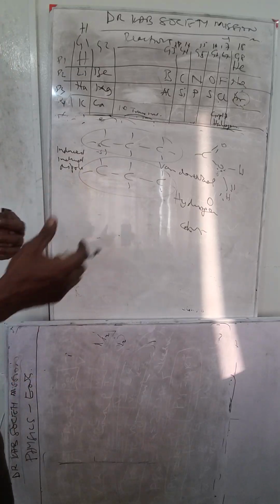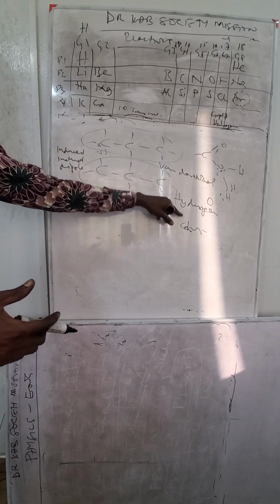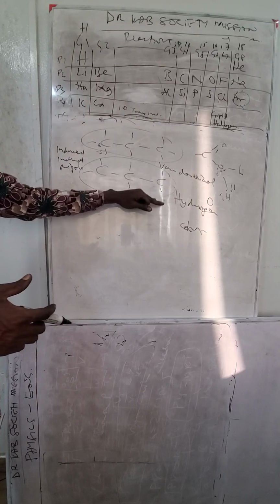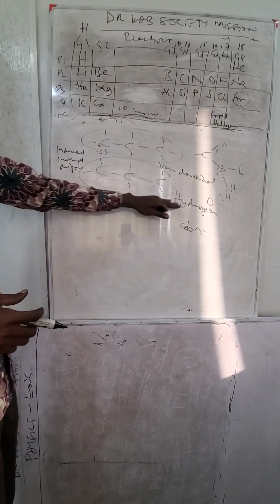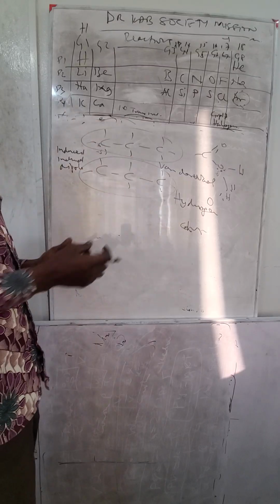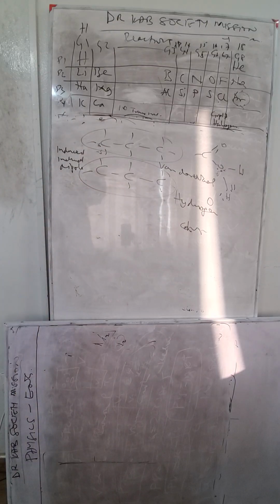So depending on which one, the boiling point changes. If it is a hydrogen bond, the boiling point will be higher. If it is van der Waals, it will be lower. If it is lower, it means it easily evaporates. If it is higher, it means it doesn't easily evaporate.